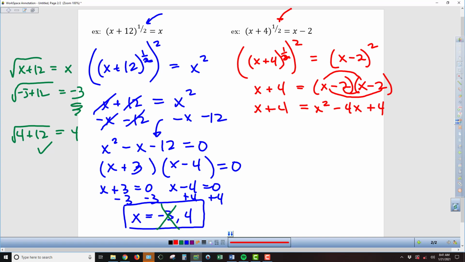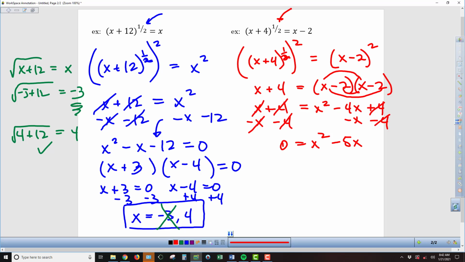So now again, I have an x squared in my equation. So I'm going to need to set it equal to 0 and try to solve by factoring or some other quadratic technique. So I'm going to move everything to the x squared side. I'm going to subtract x from both sides. I'm going to subtract 4 from both sides. So I end up with 0 equals x squared. Then I've got negative 4x minus x, which gives me negative 5x. And then my 4's cancel each other out.